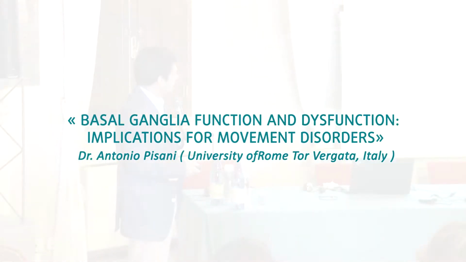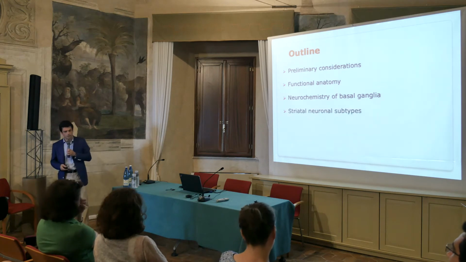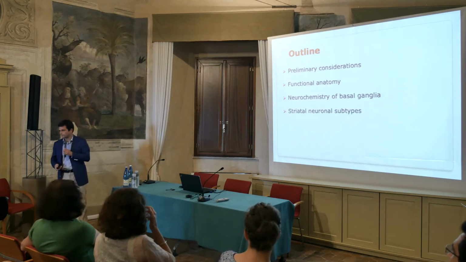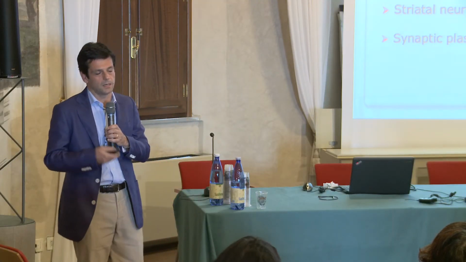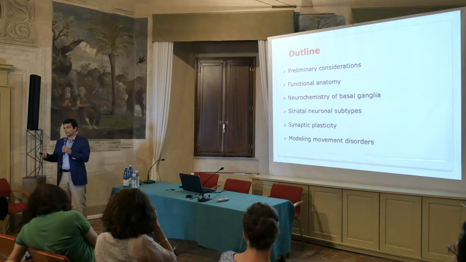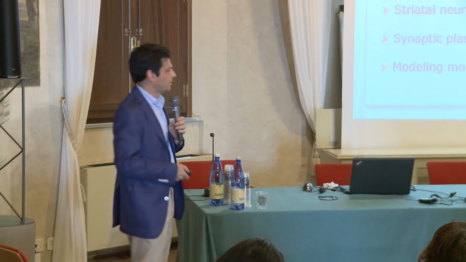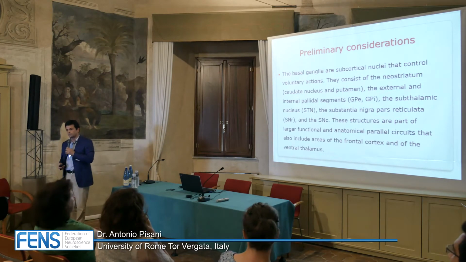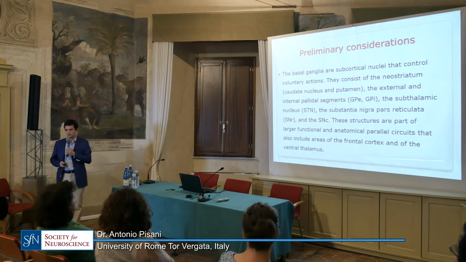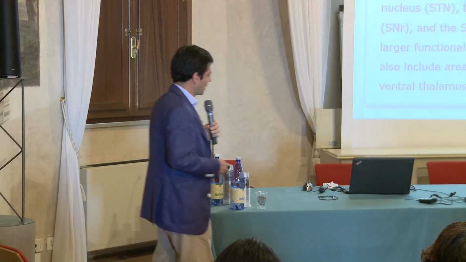I will try to start with some preliminary consideration, followed by also a description of the functional anatomy of the basal ganglia, its neurochemistry, and then a look at striatal neuronal subtypes and the role of plasticity in this phenomena, and then trying, of course, to apply these concepts to movement disorders, models of movement disorders. So let's begin with a description of basal ganglia, a little bit more detailed than what Elena has done yesterday, but this was, of course, in our agreements.